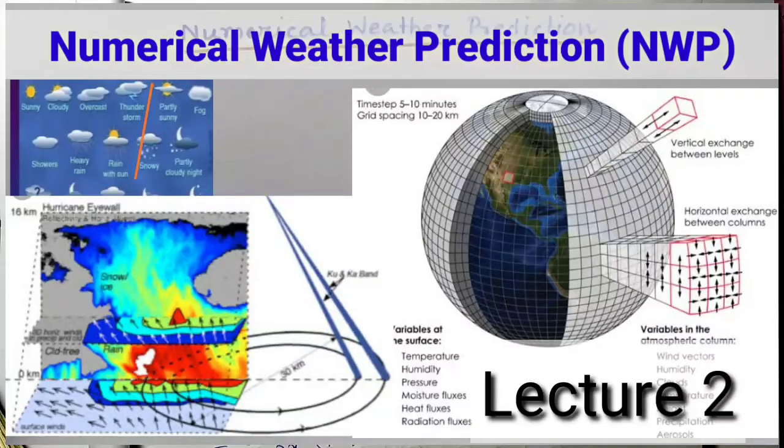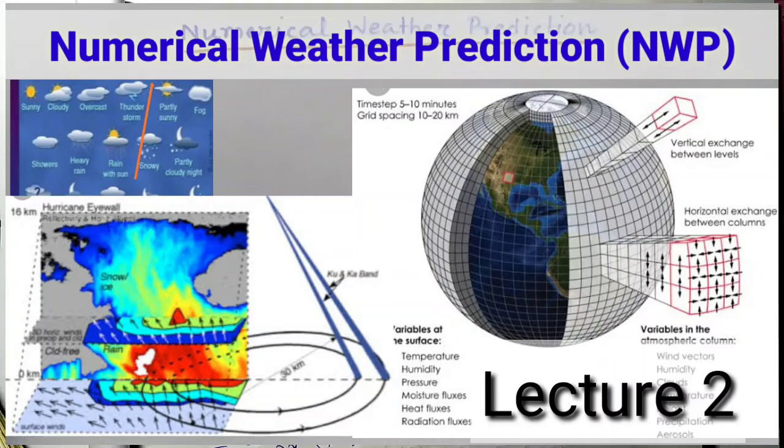Hello students, in the previous lecture I discussed the basics of a numerical weather prediction model and the fundamental seven equations. Out of the 7 equations, 3 equations we have derived, which are the momentum equations along the latitude direction, longitude direction and the vertical direction. Now today I will discuss the derivation of the continuity equation that is related to the conservation of mass.